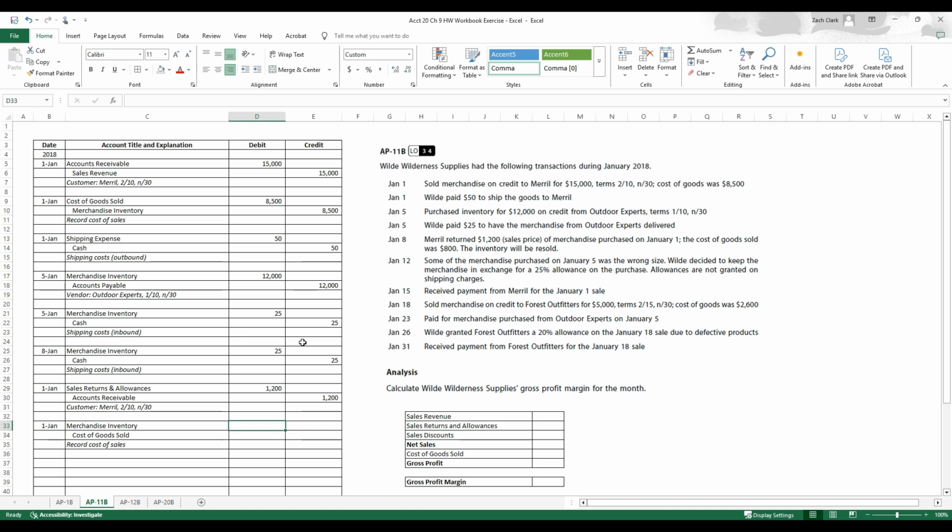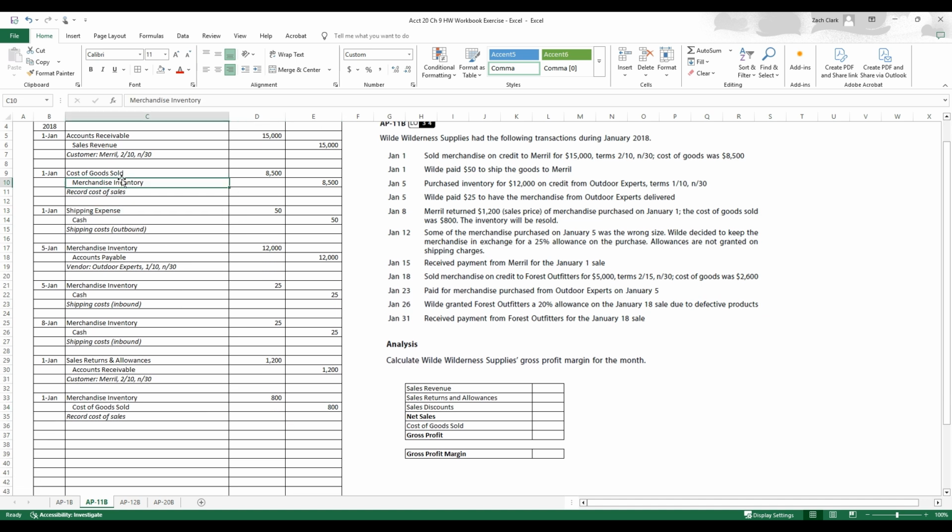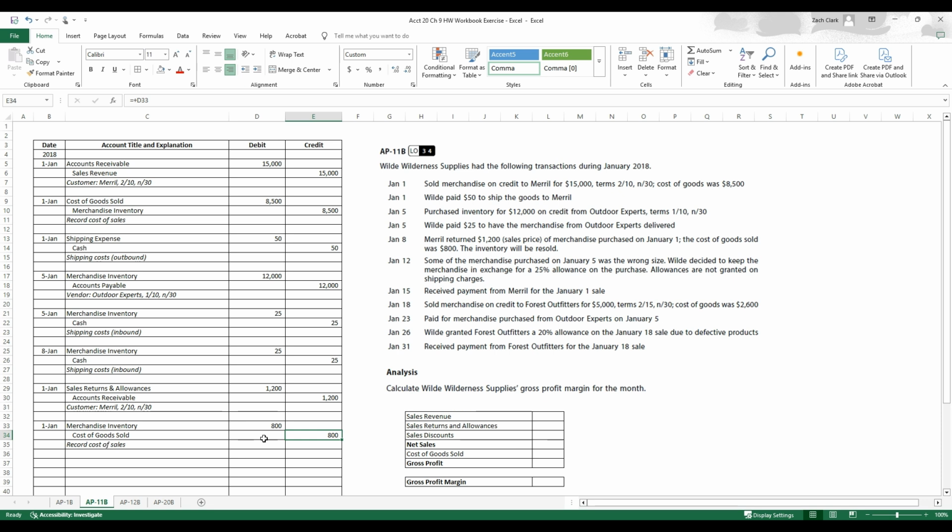And then the inventory that came back, it told us was $800. So now we have inventory back on our shelves of $800 that can be resold, and our cost of goods sold goes down, where at first it went up by the full amount, but now it's reduced because they had that return. So it'll be a little bit lower because that portion of the sale didn't really happen. At least it was returned.